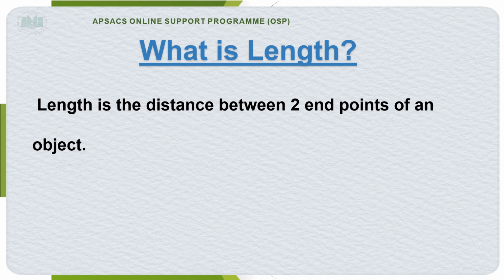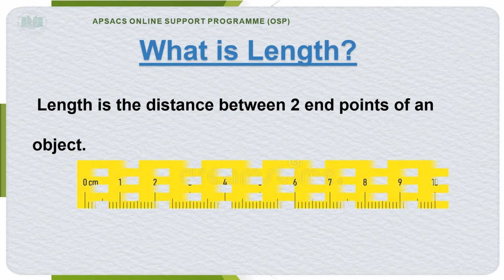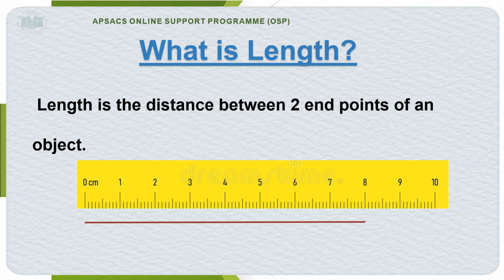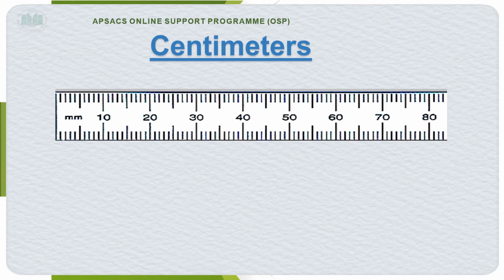Now students, what is length? You know that length is the distance between two endpoints of an object. Now here I have a scale which is marked up to 10 centimeters. And if I want to measure this line, what is the length of this line? Yes, this line, I can name this line AB and this line AB is 8 centimeters long.